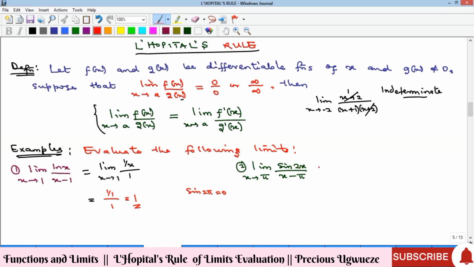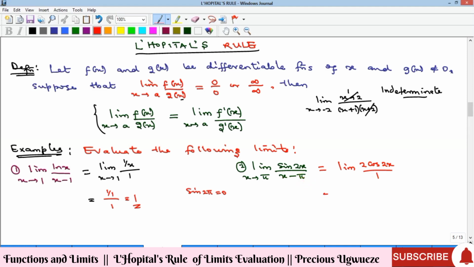And so at this point, we can take the derivative. If we differentiate, remember to write your limit. If you differentiate sine 2x, you are going to get 2 cos 2x, and that is all over, if you differentiate this, you're going to get 1, because this will give you 1, and pi is a constant, so you will get 0 there.